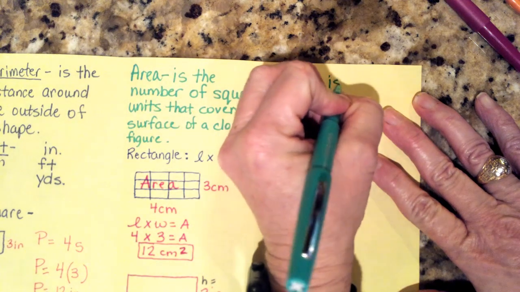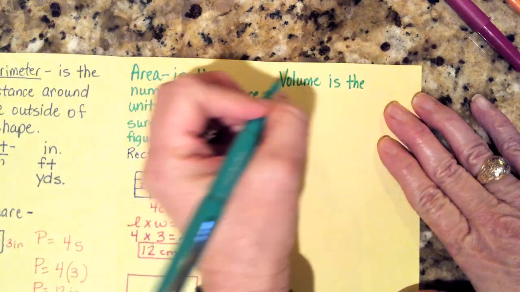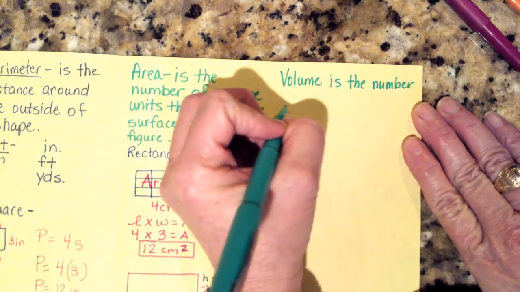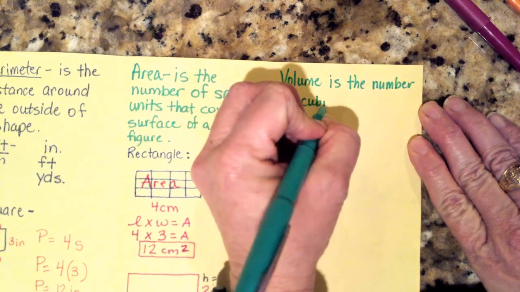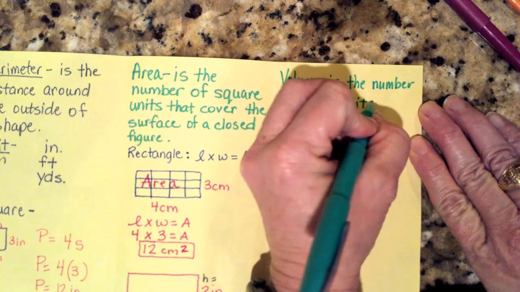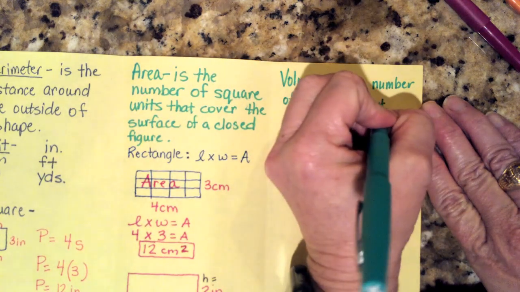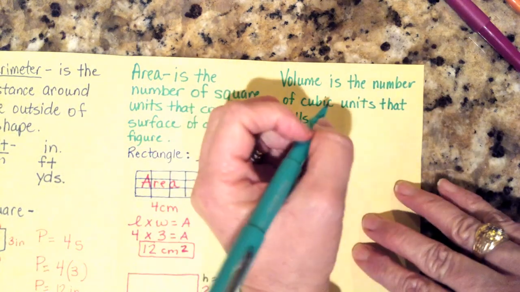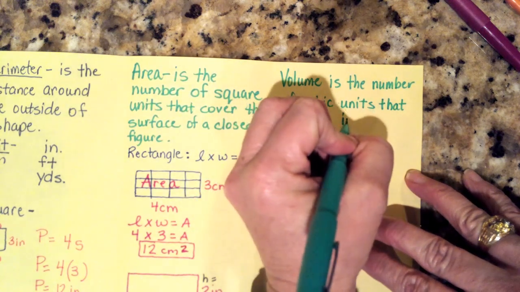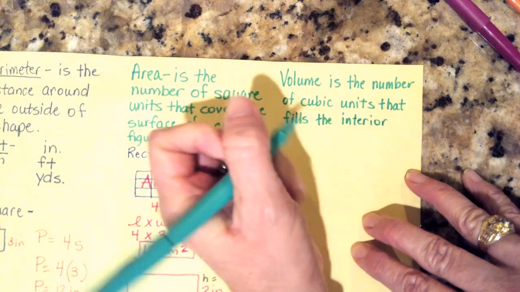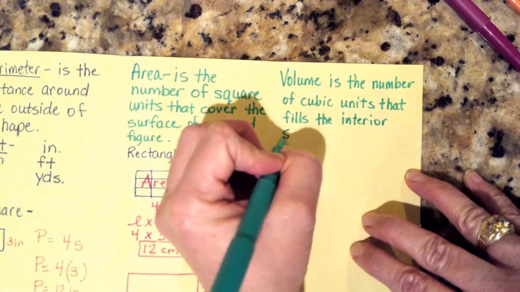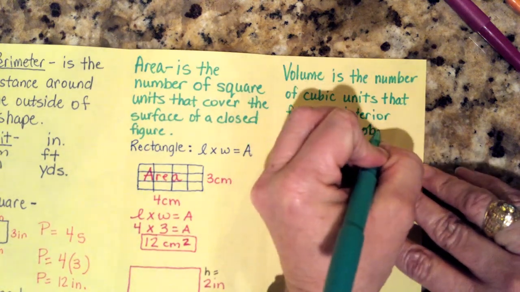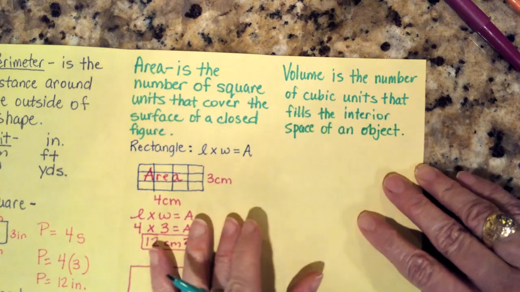Volume is the number of cubic units that fills the interior space of an object. Okay?